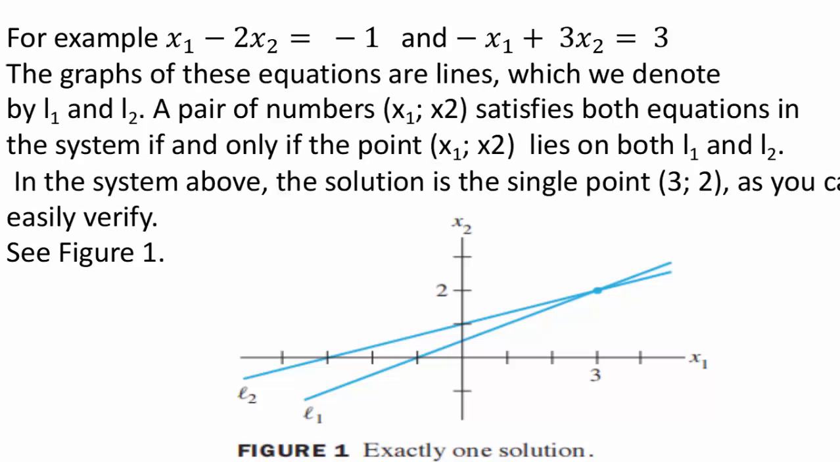Hence, for the graphs of these two lines, which we denote by L1 and L2, the pair of numbers x1, x2 satisfies both equations in the system if and only if the point (x1, x2) lies on both the lines. In this system, we can observe that the point (3, 2) is the only point which satisfies both the equations, both the lines. And hence, (3, 2) is nothing but the solution of this system of equations.